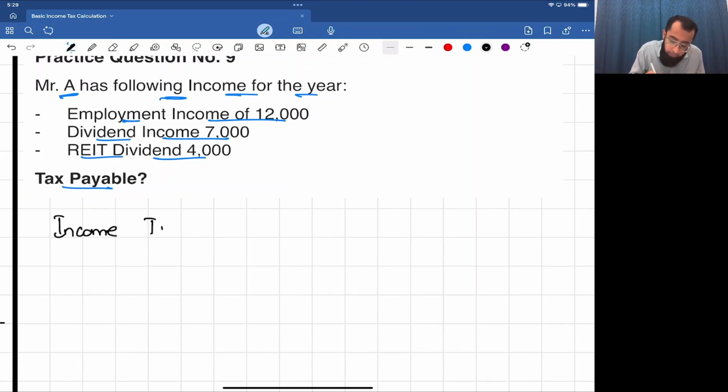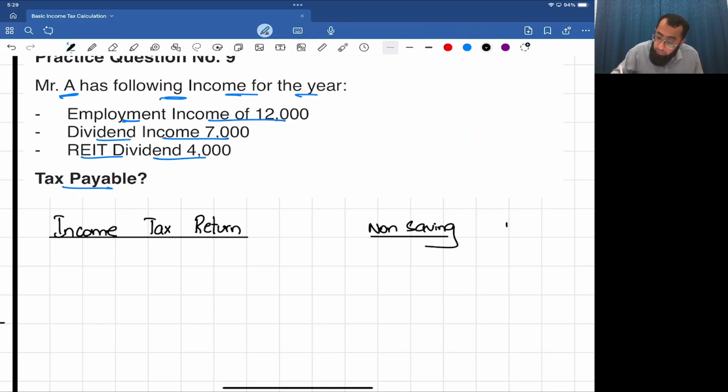Income tax return. So you have non-saving income head. You have the head of non-saving. Then you have the head of dividends.